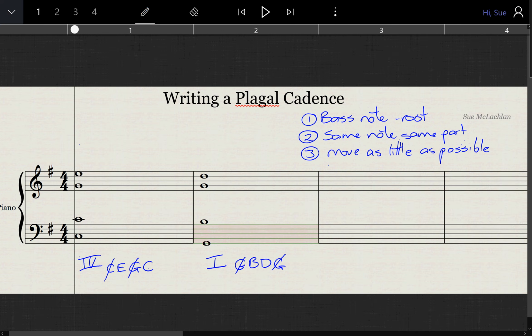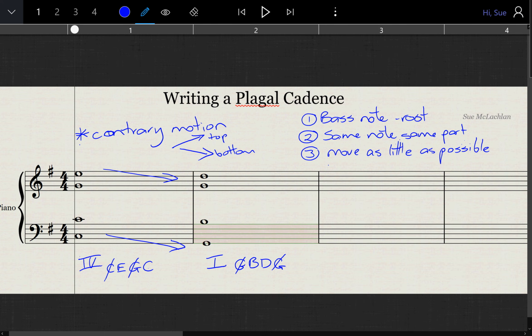Now, one of the things here that would be a better option, if you see here, we've got the top note goes down and the bottom note goes down. What we want to strive for is something called contrary motion. And this contrary motion means that one part goes up and the bottom part goes down. So this is the top part and the bottom. It could be the other way around.